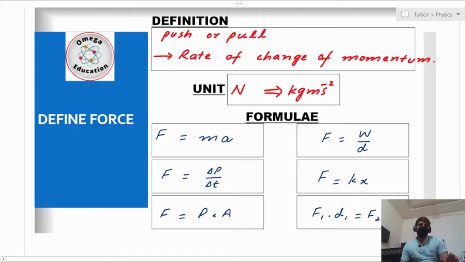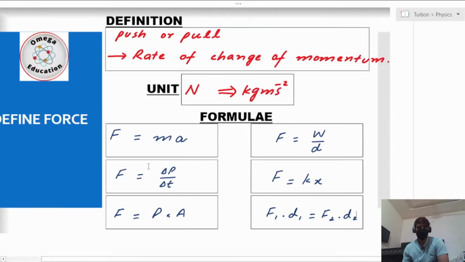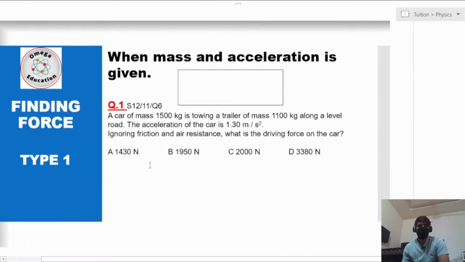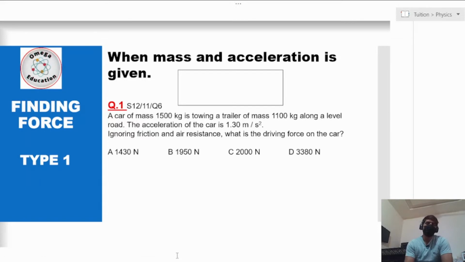So these are the basics. These are the standard formulas that are very important before you have to find force in any given scenario. Now, which formula do we choose from here? It depends on the data. Now, let's proceed to the first case. So here's case 1: the standard case when mass and acceleration is given.